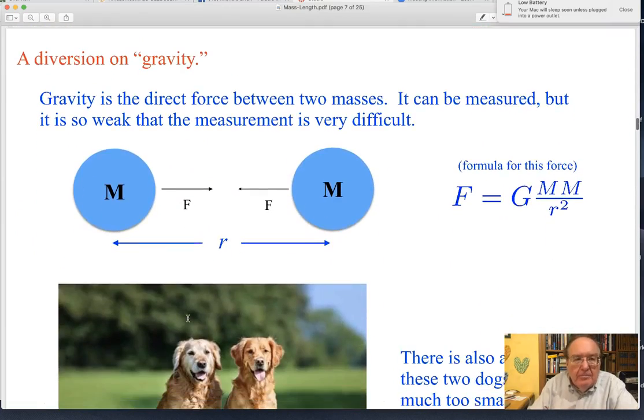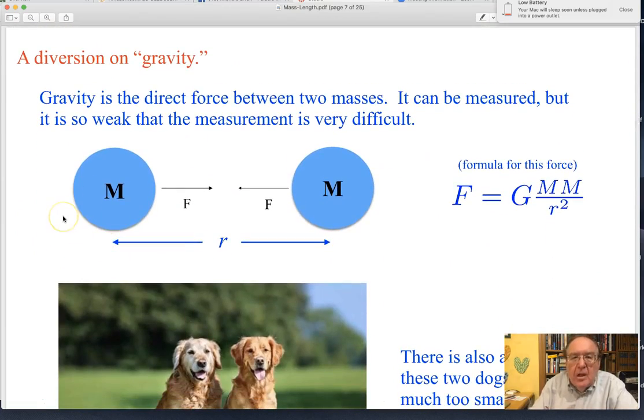A diversion on gravity. Well, gravity, as written here, is a direct force between 2 masses. 2 masses, there's a force between them. And the force is given by a rather simple formula. The force is some big number G times the mass 1 times the other mass divided by the distance between them squared. And so here's a picture.